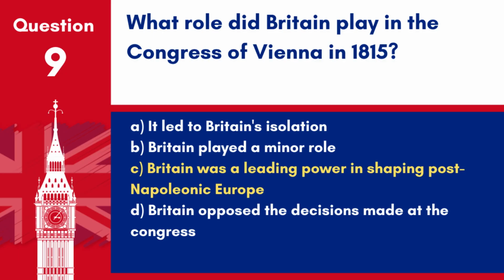Answer C. Britain was a leading power in shaping post-Napoleonic Europe. At the Congress of Vienna, Britain played a significant role in negotiating the terms that reshaped Europe's boundaries and established a balance of power after the defeat of Napoleon.